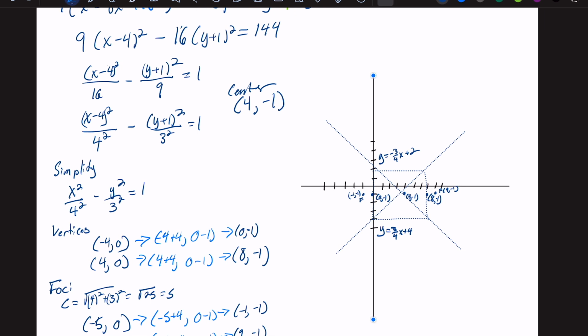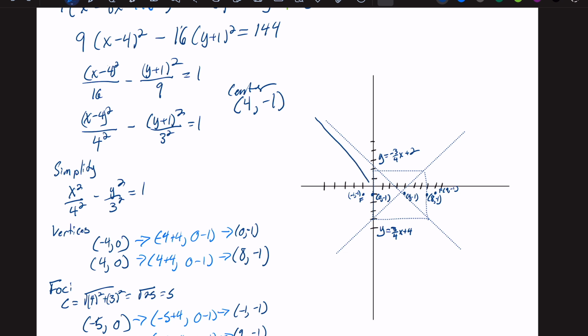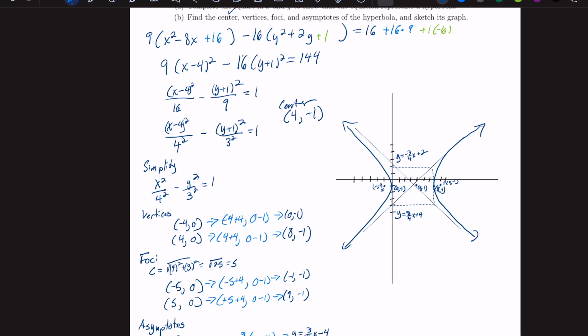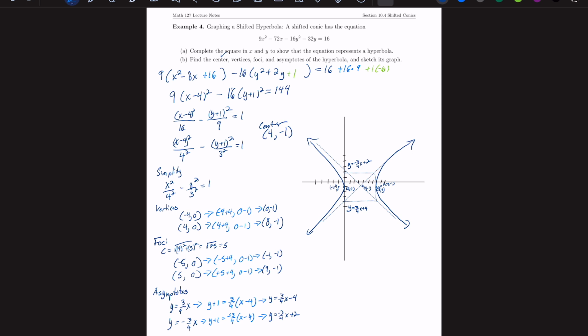And so the final thing we need to do is just roughly estimate the sketch. We're going to roughly estimate that it comes in, following our asymptotic lines, touches our vertex, and then heads out. And again, it comes in, touches our vertex, and heads on out. And here's a rough sketch of this problem. All right. And that should give you everything you need to know about how to do shifted conic sections.